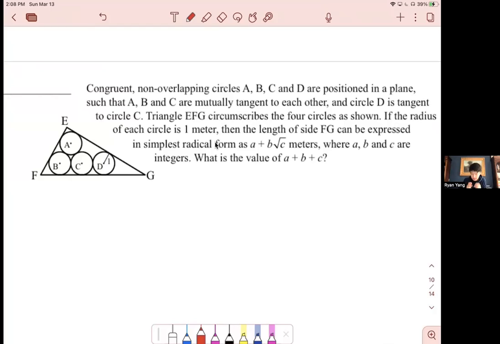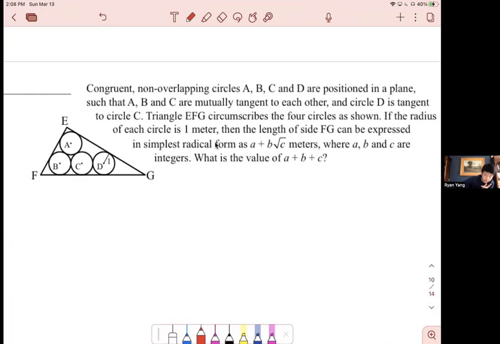Congruent non-overlapping circles A, B, C, and D are positioned in a plane such that A, B, and C are mutually tangent to each other, and circle D is tangent to circle C. Triangle EFG circumscribes the four circles as shown. If the radius of each circle is 1 meter, then the length of side FG can be expressed in simplest radical form as A plus B root C meters, where A, B, and C are integers. What is the value of A plus B plus C?